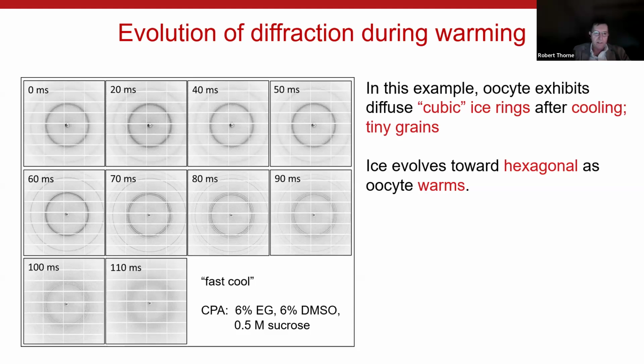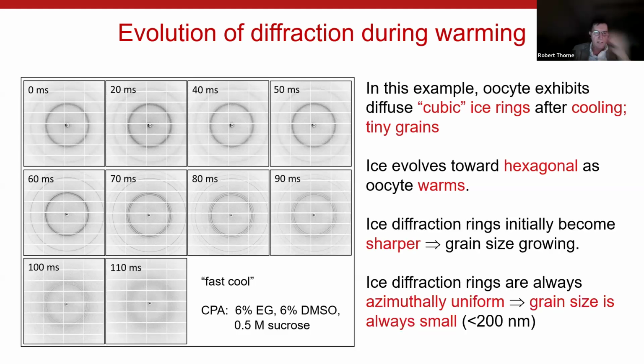Once you start warming, initially nothing much happens, and then you get to a temperature where all of a sudden the ice rings, these fuzzy rings, collapse into sharp rings, and then you start to see new rings appear. And then eventually those rings fade out and disappear as the sample fully thaws. One thing to note is that the total amount of ice is a lot bigger during warming. You get a lot more ice during warming than you had during cooling.